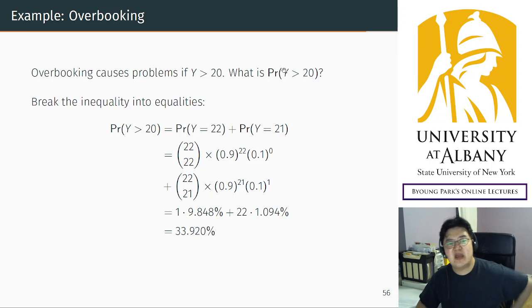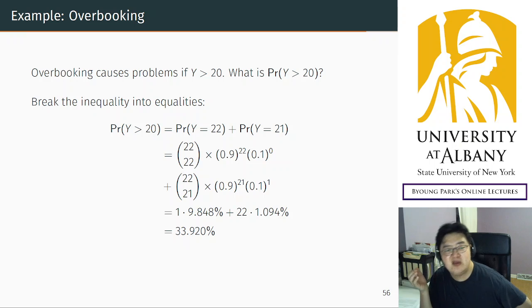Earlier we derived the probability for Y, but the form of the probability was probability Y equals lowercase y. But now we need an inequality. How can you calculate this probability? The answer is there is no easy way. There is no shortcut. You have to replace this inequality with multiple equalities.